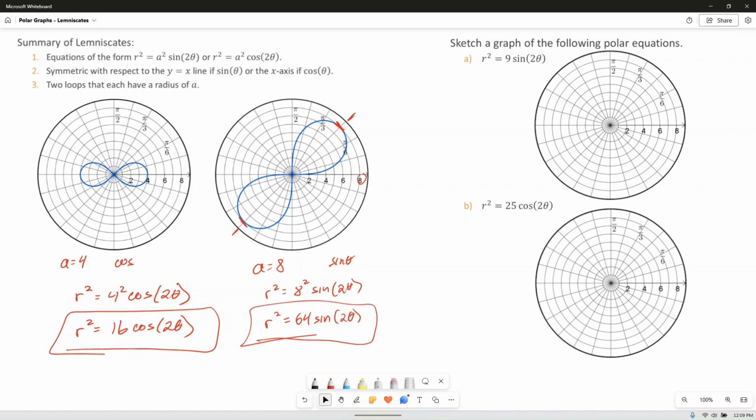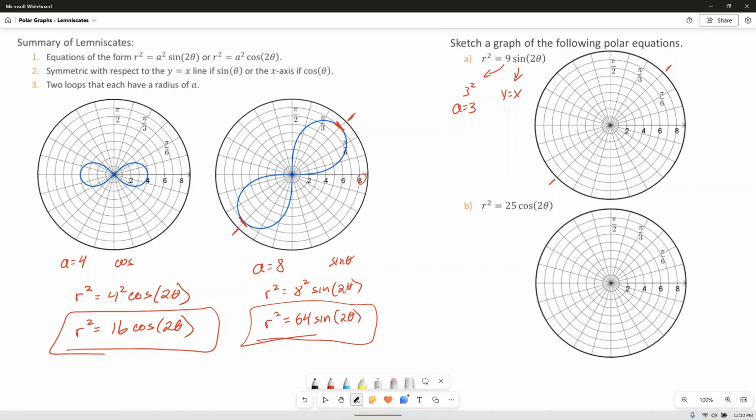All right, let's try a couple of graphs where we're given the equation and we want to sketch the graph. For this first one, we have r squared is equal to 9 sine of 2 theta. So that 9 we could think of as 3 squared, which means the a value is 3. And because it's a sine equation, I know it's going to be oriented along the y equals x line, that 45-degree angle, pi over 4. All right. And it's going to extend outwards to the circle of radius 3.